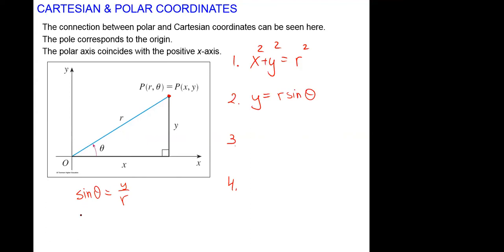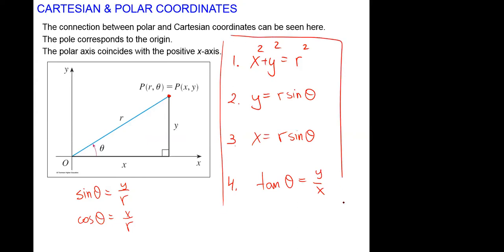Of course, cosine theta is x over r. x is r cosine theta. Okay? And let's say theta and x and y. Theta and (x, y), tangent. That means tangent theta is defined as y over x. Okay, and all of these equations are a must. We have to remember them.